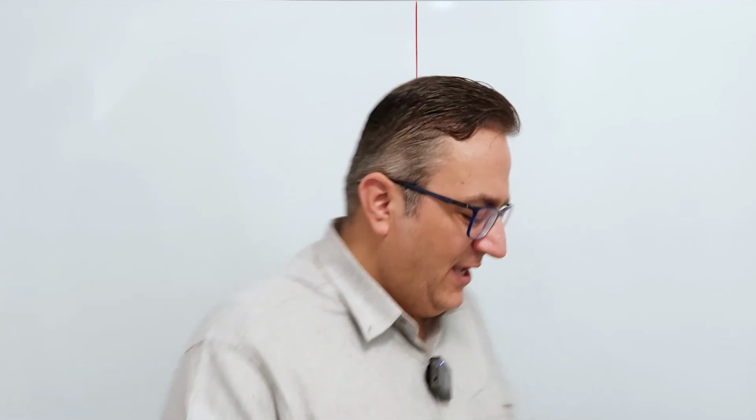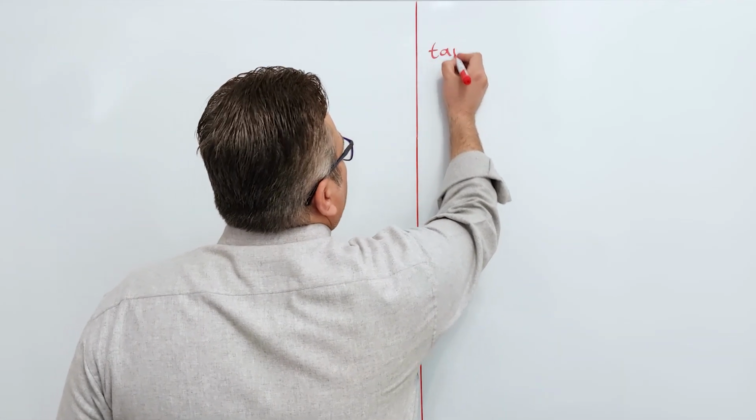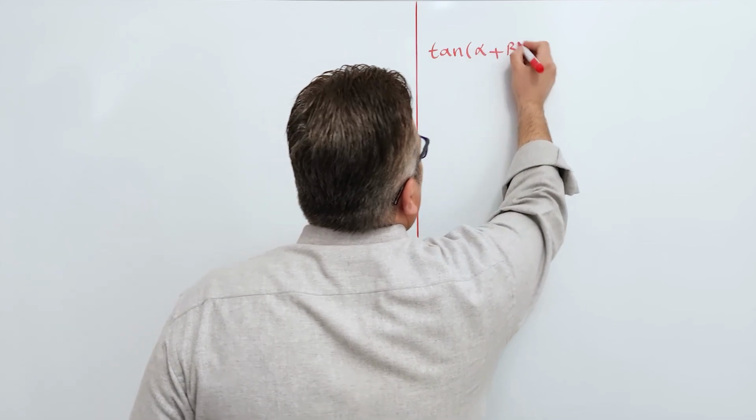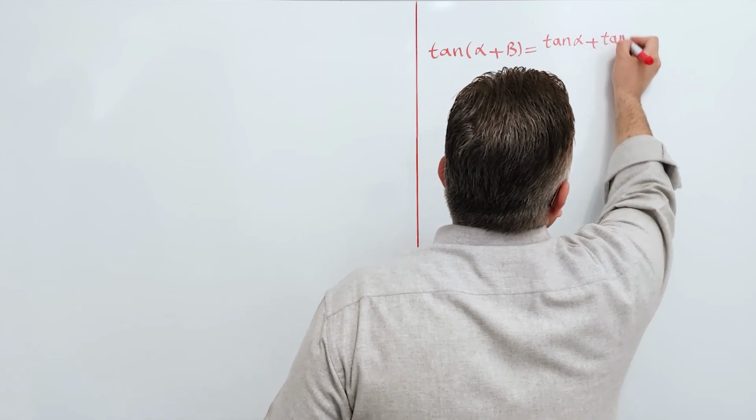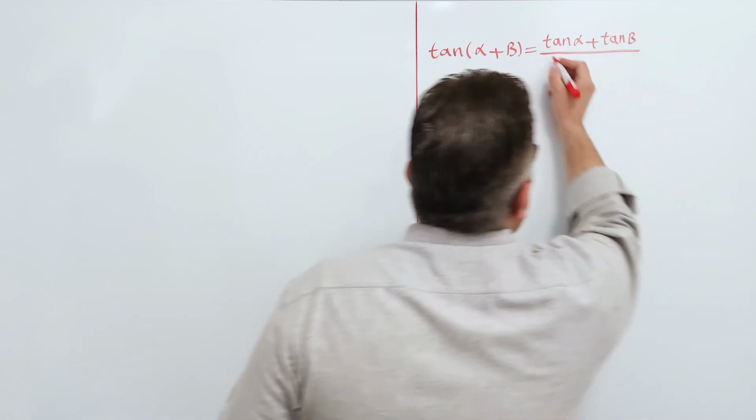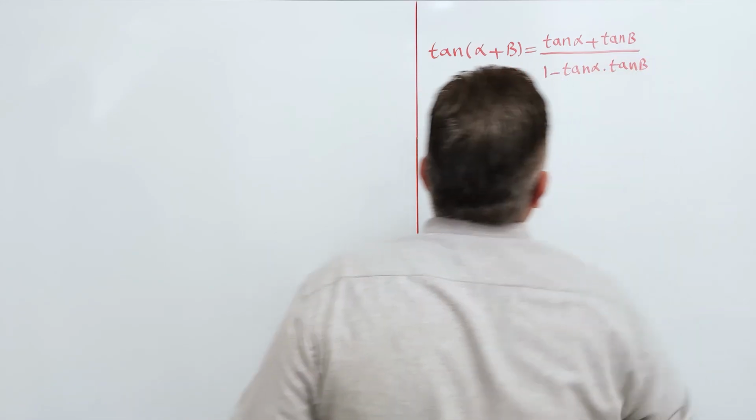In the previous videos, we talked about the formulas for alpha plus beta and double alpha. Now that we've learned these formulas, we want to derive more formulas from them that are very useful in solving problems. So let's go. We know that tangent alpha plus beta is equal to tangent alpha plus tangent beta divided by 1 minus tangent alpha times tangent beta.